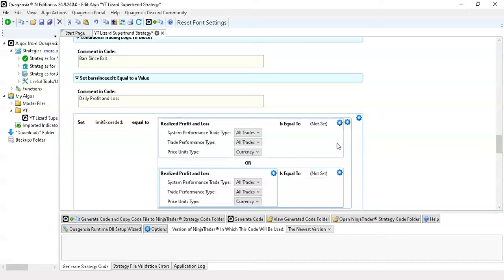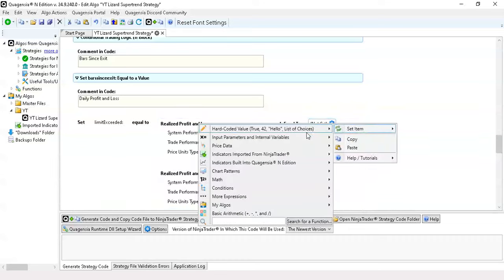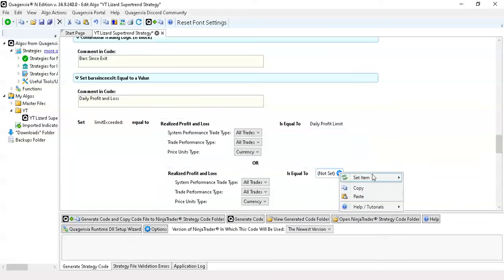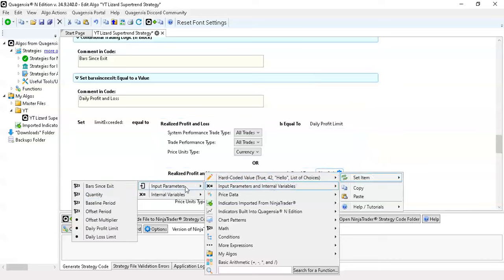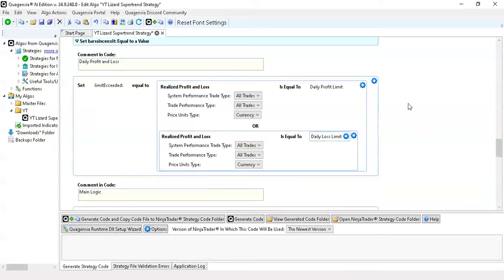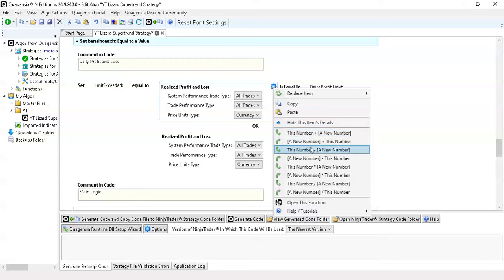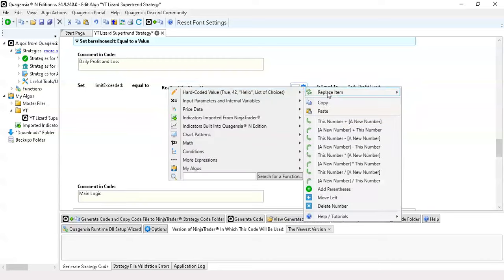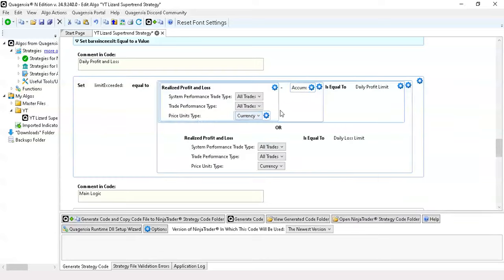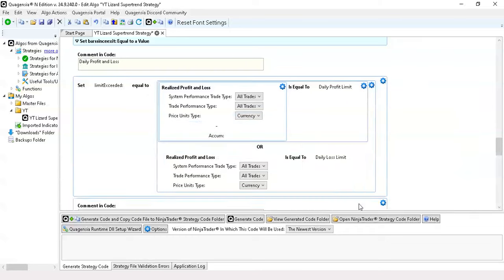All right, so this is for keeping control of our daily profit and our daily loss. There are still a few more things that we have to add. Now I'm going to add that accum, meaning accumulated, variable. Stack it up, and kind of line these so it doesn't stretch out. Same thing.